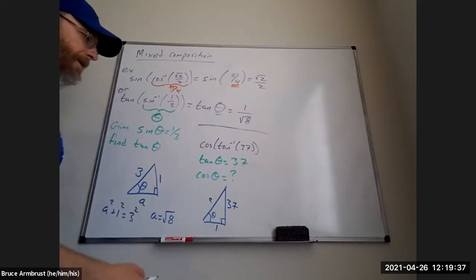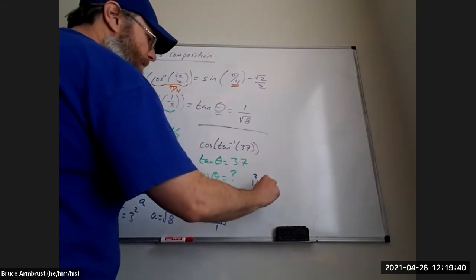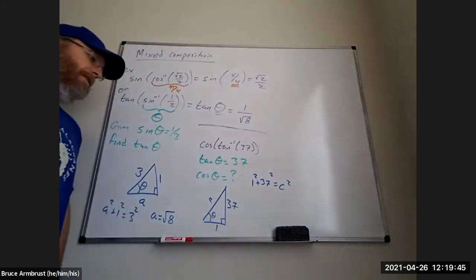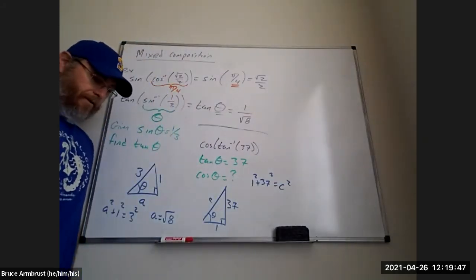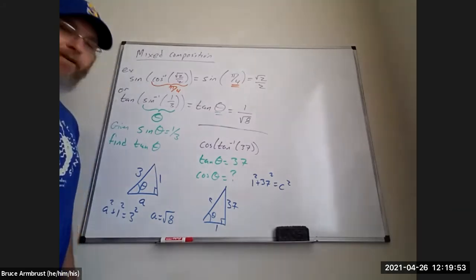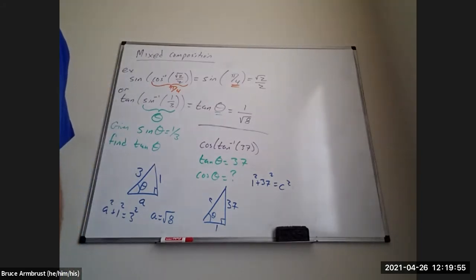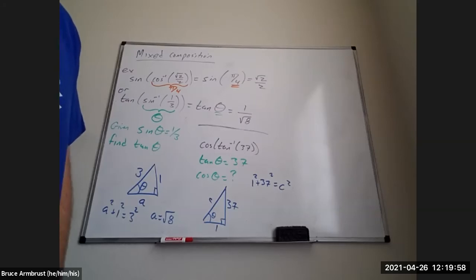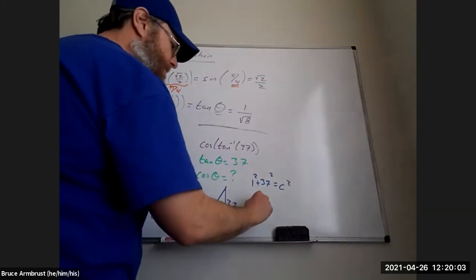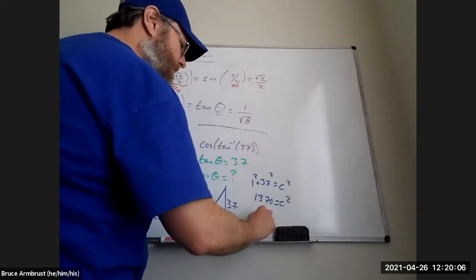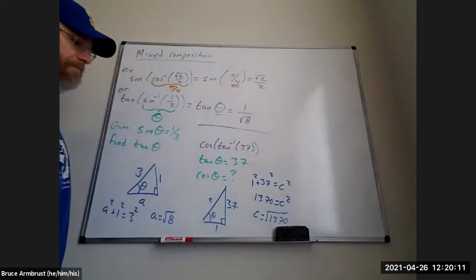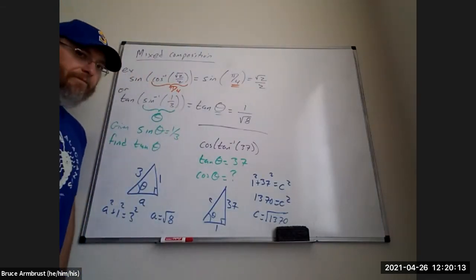Okay, well, from the Pythagorean theorem, we're going to have 1 squared plus 37 squared equals c squared. And I have no idea what 37 squared is. Let me just get that really quickly. It's 1369. So adding 1 gives us 1370. So c is the square root of 1370. Oh, okay.